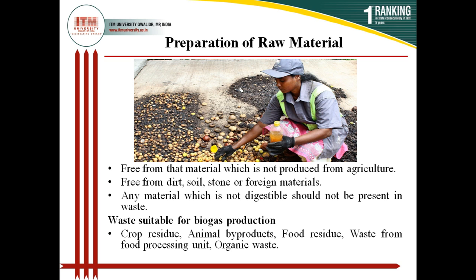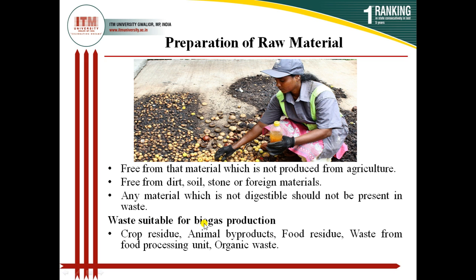Some factories have a special machine known as a de-stoner. These organic wastes are passed first through the de-stoner. Stones are collected somewhere else, and the clean material, meaning the material which is good for feeding into the biogas production unit, that is the organic waste, is collected and fed into the biogas unit for biogas production. So any raw material which is not digestible should not be present in the waste. This is the main purpose, that before feeding this organic waste to the biogas unit, we will have to work over it.